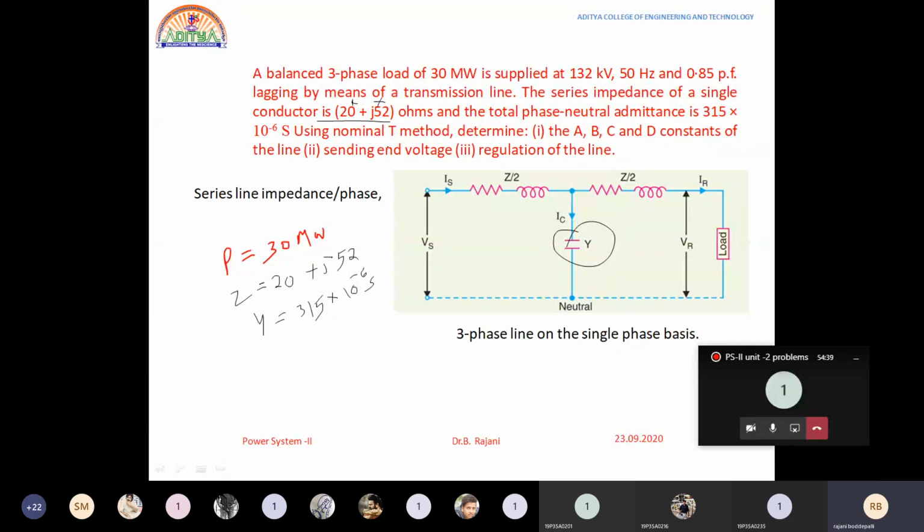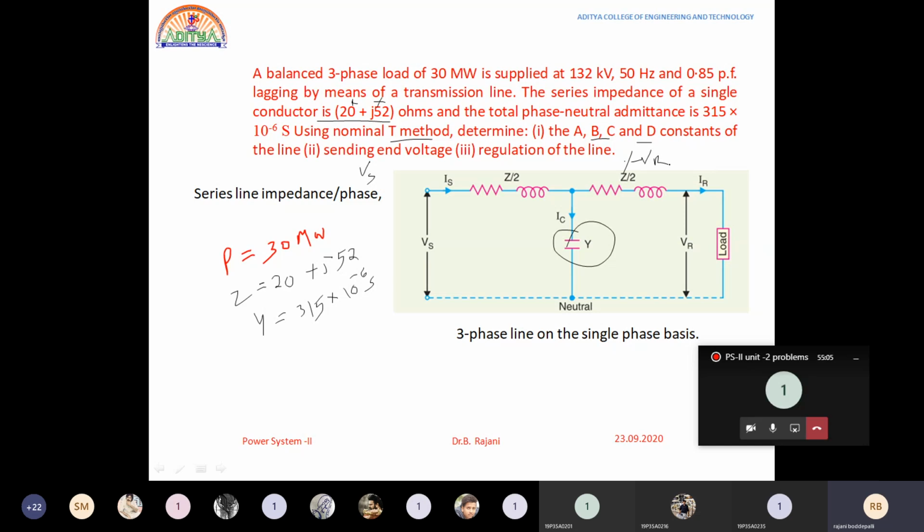Using the nominal T method, it is asking, what is it called? It is the T network. Determine the ABCD parameter constants, and you have to find the sending end voltage Vs and the regulation, the percentage voltage regulation. Once we know all this, we can find the efficiency also. He had asked you to find the ABCD parameter constants.